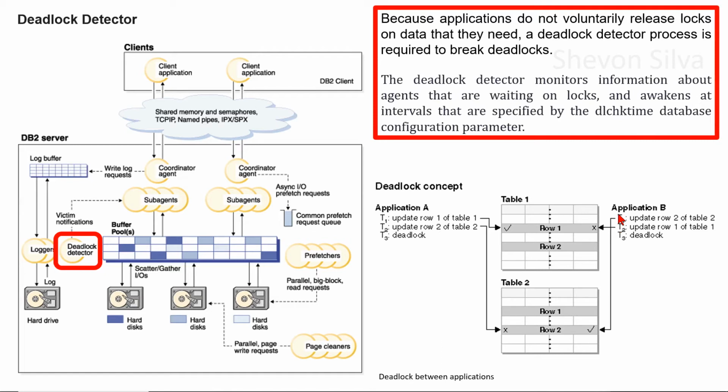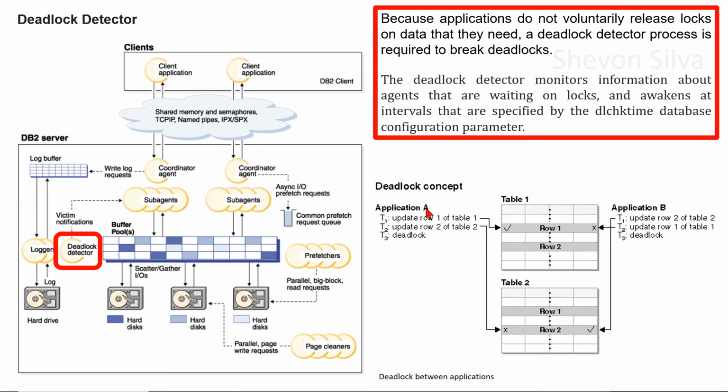At time T1, application A locks the first row in table 1. It's locked. At the same time, application B locks the second row in table 2. At time T2, application A requests a lock on the second row in table 2. However, at the same time, application B tries to lock the first row in table 1.